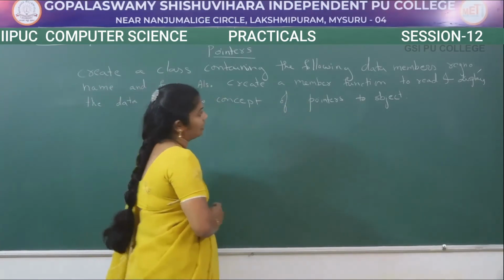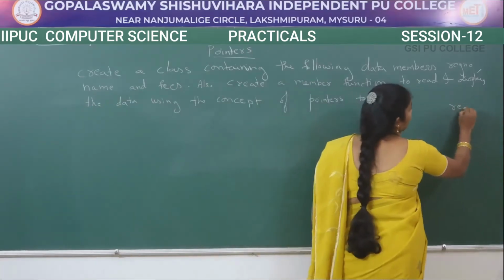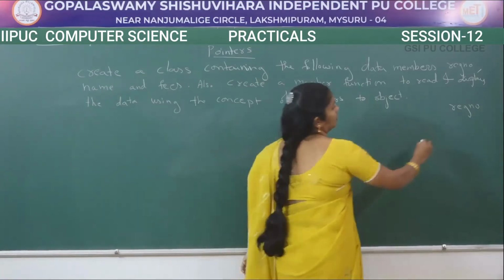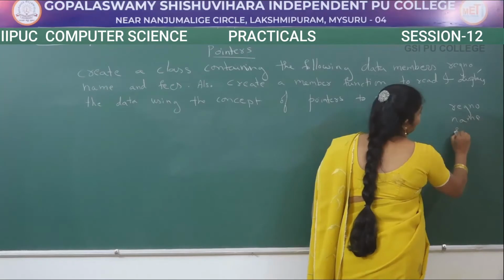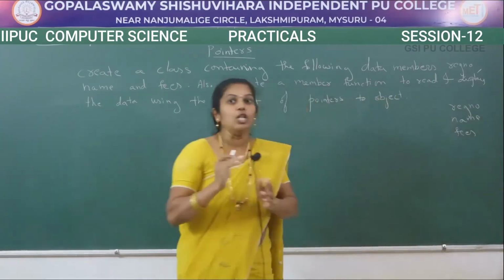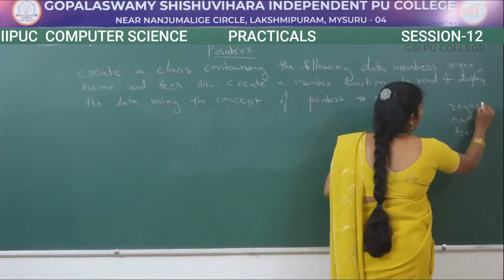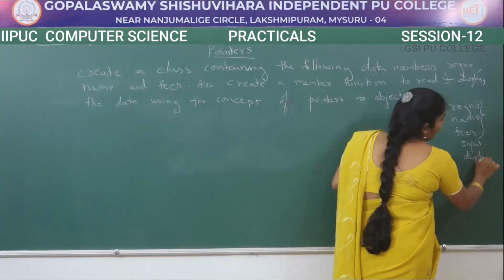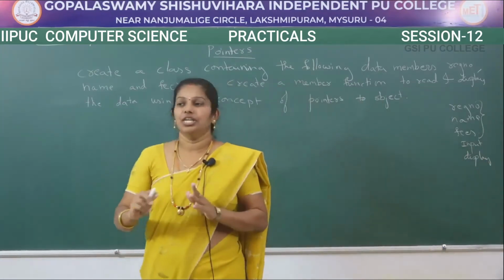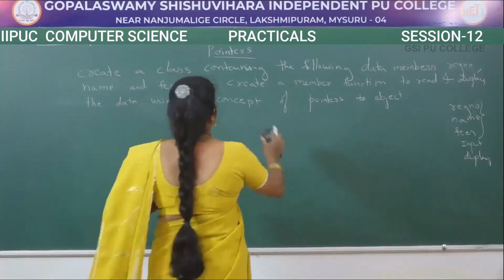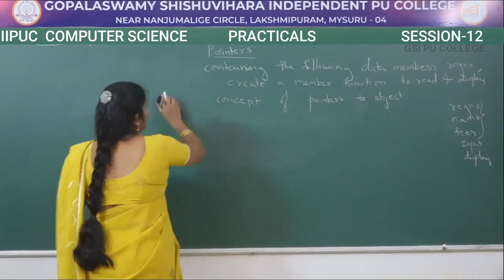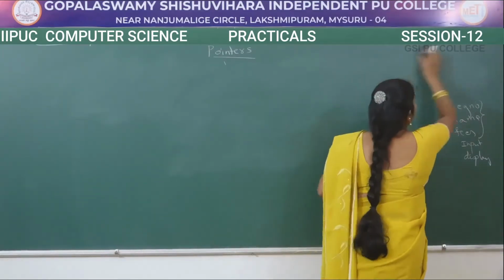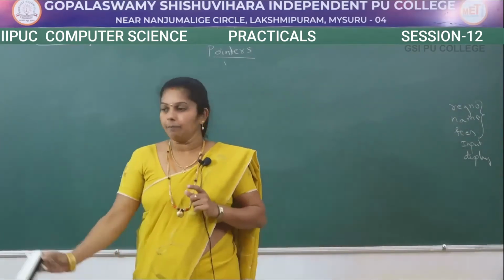Then which are the data members we require here? One is register number, the second one is name and the last one is fees. These are the 3 values we want to input, and then we have to display them using the concept of pointers to object. We are not doing any calculation here. Now we will explain the program.